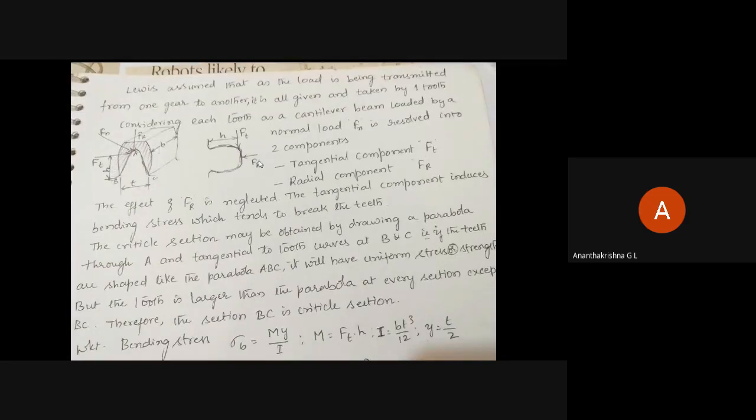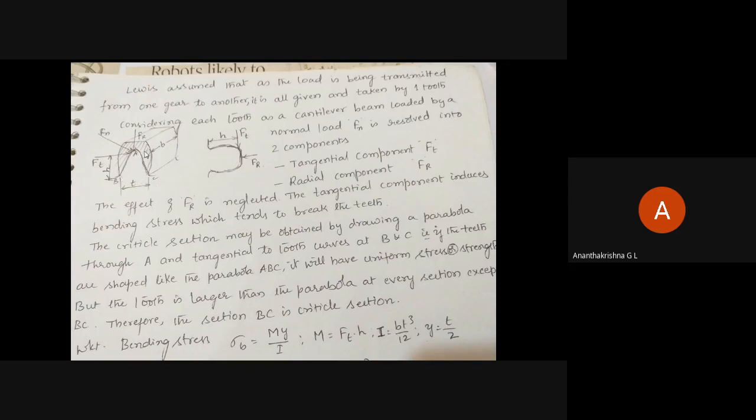So how do I get that? To get the beam of uniform strength, we need to draw a parabola through point A, which goes through points B and C. The significance of drawing this parabola ABC is that when I make a gear tooth of ABC section, I will get a gear tooth of uniform strength.